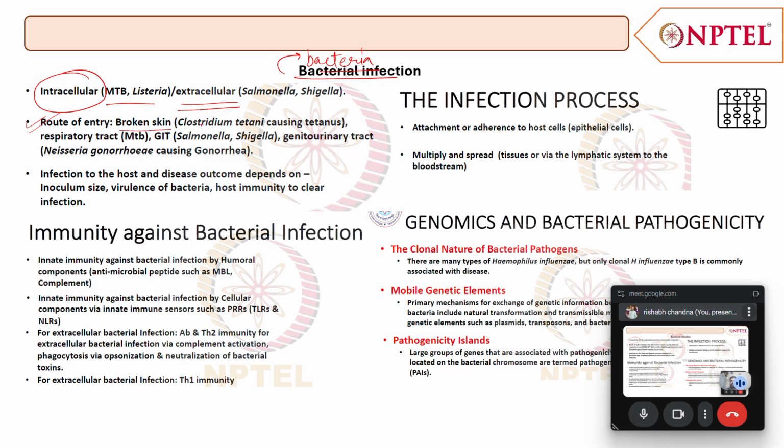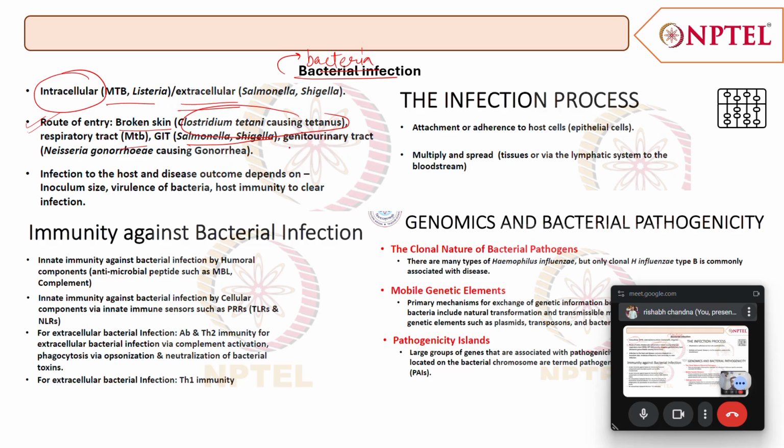Now, route of entry, there are different routes of entry that every bacteria follows. First is the broken skin, that means Clostridium tetani, that causes tetanus, enters the body through the broken skin. Then we have the respiratory tract, that is the Mycobacterium tuberculosis. Then GI tract, that is Salmonella and Shigella.